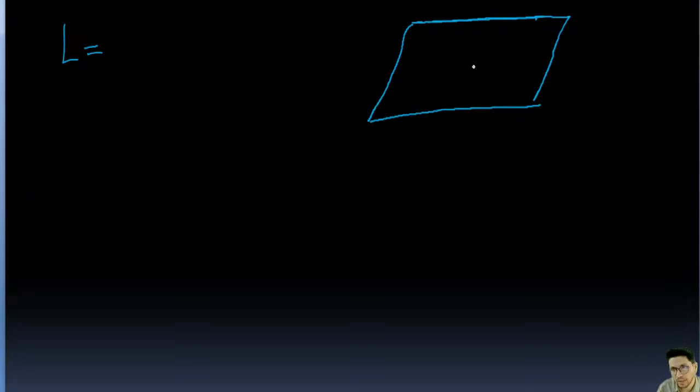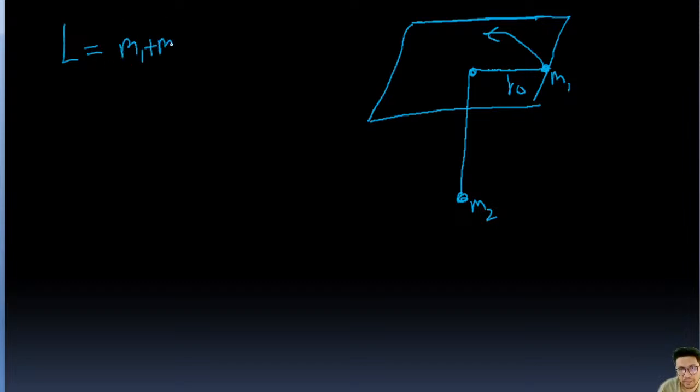This is a plane. This is mass m2, this is mass m1, which is moving in a circular path anti-clockwise. This distance is r naught, and this is the center, and these two masses m1 and m2 are connected by a massless thread. This is what is given. So the Lagrangian is going to be half (m1 plus m2) r dot square, right? We know it.